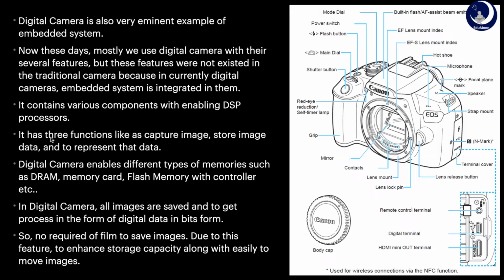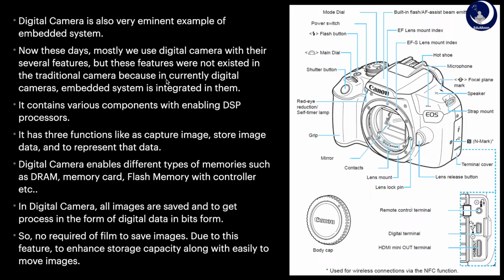So it contains various components and mainly three functions: to capture the image, then store the image, and to represent that data. These are the three most important features for any camera. You capture the image, then you have to store the image. Once you store it, only then can you show it, or represent the data, right? Again, a digital camera has different types of memories such as memory card, DRAM, flash memory, controller, etc. You can just go through these points because there is nothing much needed to elaborate regarding an example.